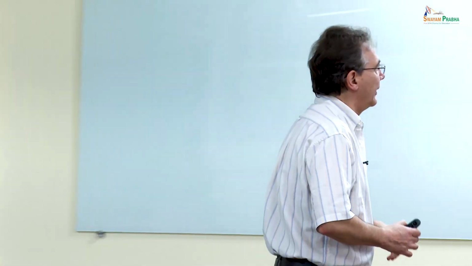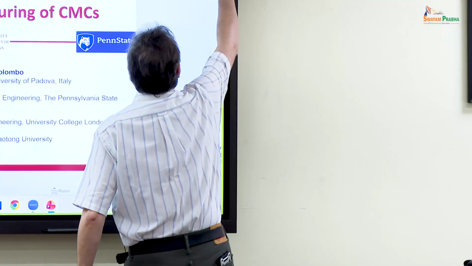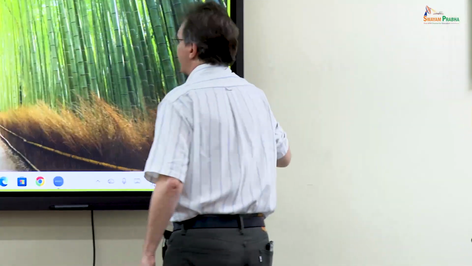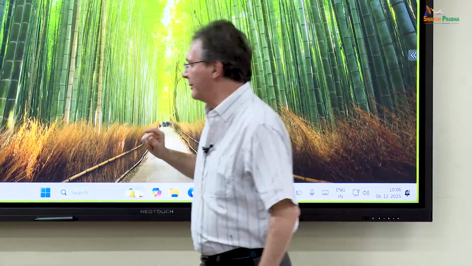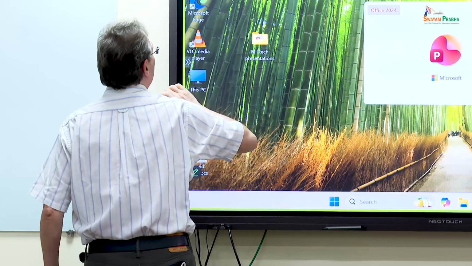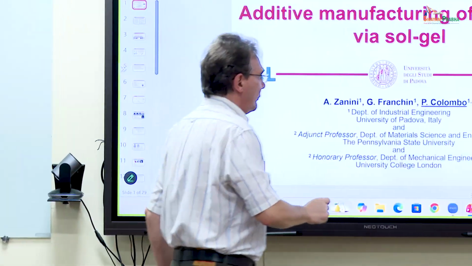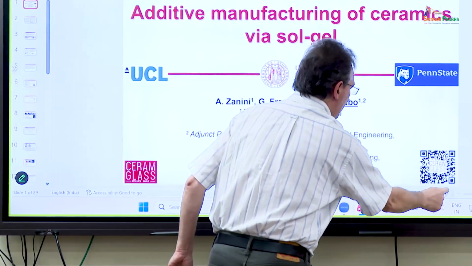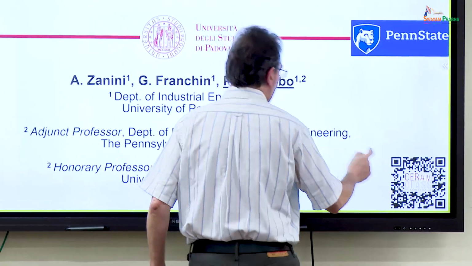So this was the part of this lecture dealing with additive manufacturing of ceramic matrix composites. I hope I didn't kill your Zoom link, because now I would like to switch to a different topic, which is additive manufacturing using sol gel. So how do I exit here?